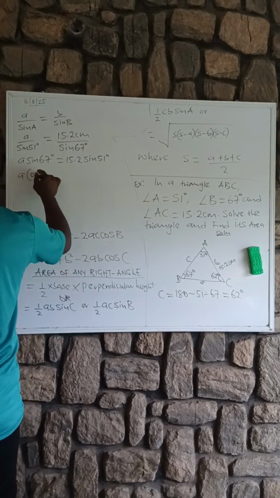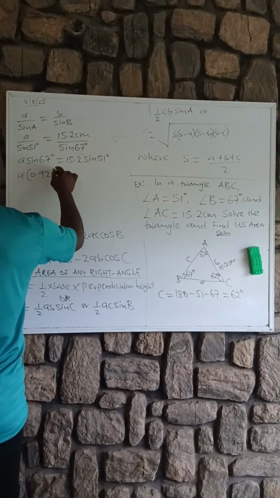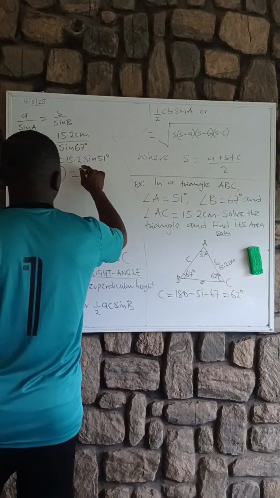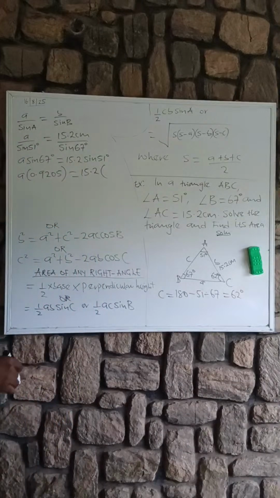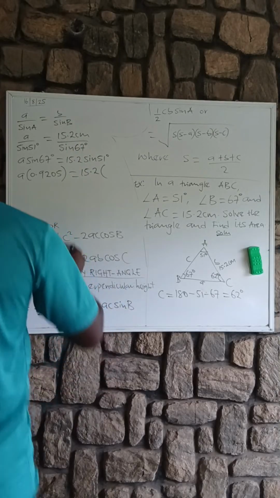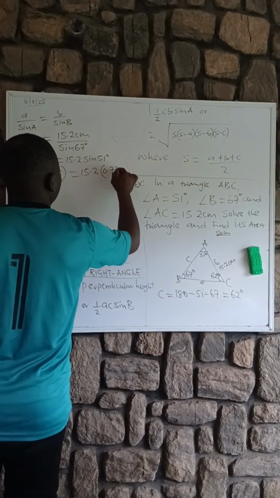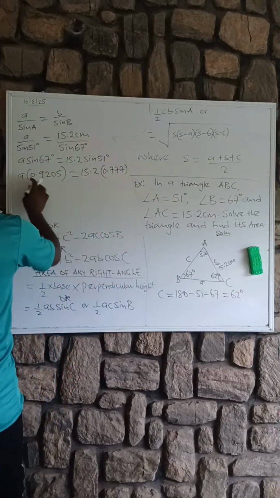A open bracket 0.9205. Then what is sine 51 degrees? Press sine 51 degrees. Sine 51 degrees is 0.777. Okay? 0.777.